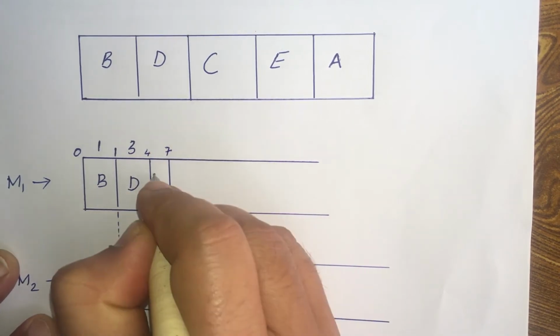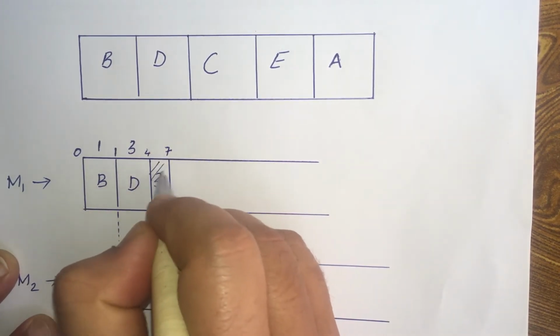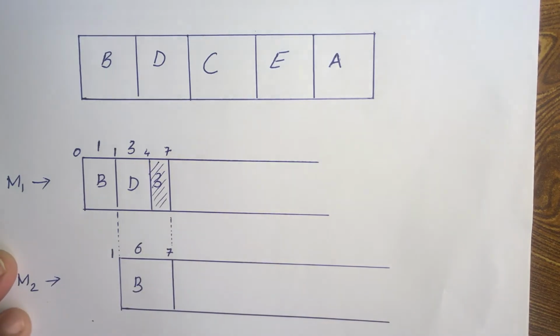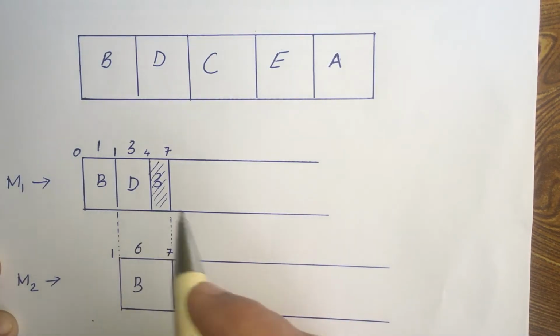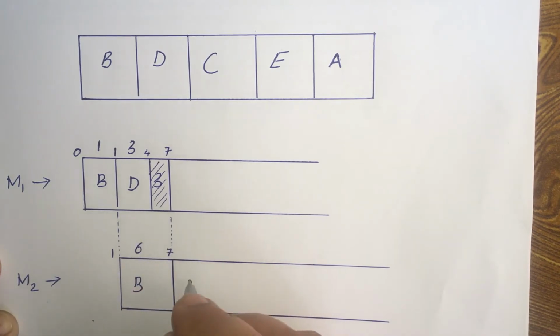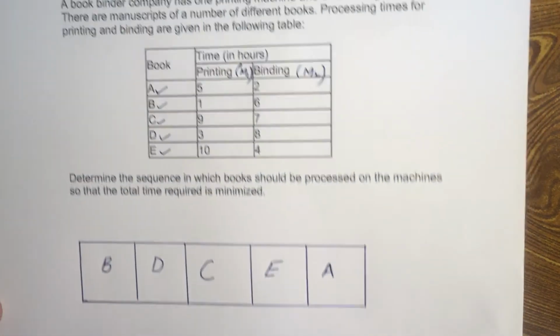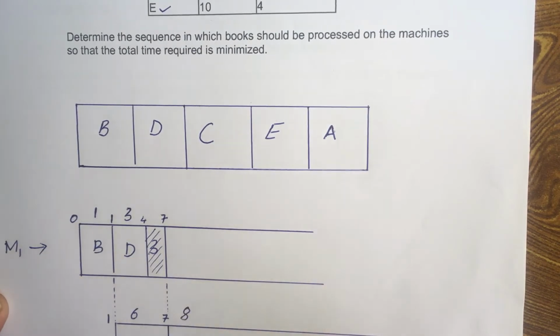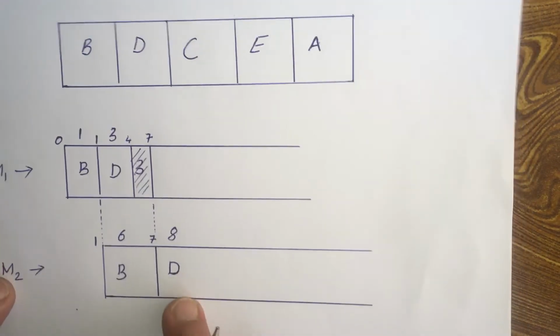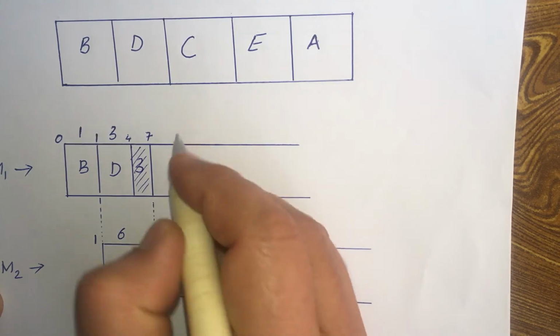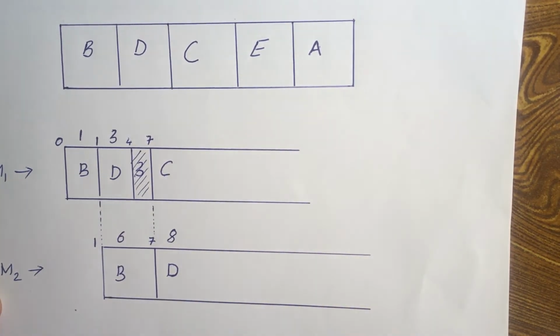So 7 minus 4, there will be 3 hours of waiting time there. Alright. So once D is done with M1 by the 7th hour, it will come down to M2. And how much time does D take in M2? D takes 8 hours.